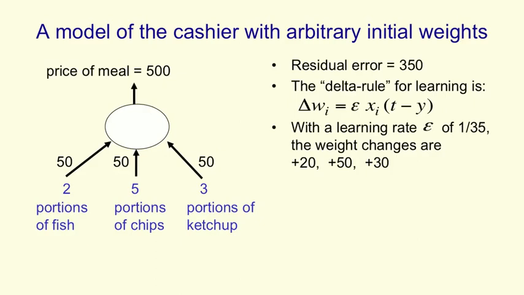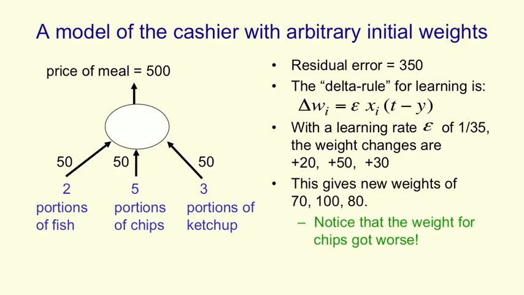Our change in the weight for chips will be 5 times 10. And our change in the weight for ketchup will be 3 times 10. That'll give us new weights of 70, 100 and 80. And notice the weight for chips actually got worse. There's no guarantee with this kind of learning that the individual weights will keep getting better. What's getting better is the difference between what the cashier says and our estimate.